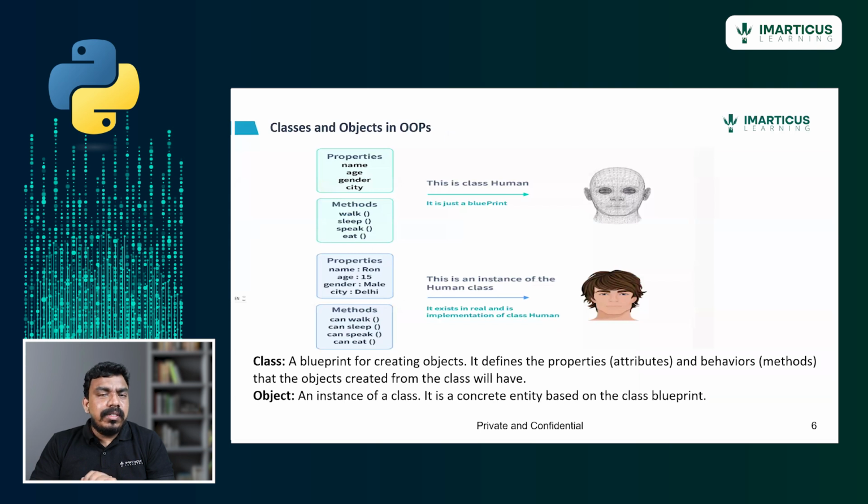Now we'll talk about what classes are and what objects are in OOPS. We can see over here, for a human, we have properties such as name, age, gender, city. As I mentioned before, these are the attributes of the particular person. So this is called a class. A class is nothing but the blueprint of a particular object. You may be confused about what is a blueprint, what is an object, and what is a class. Let me make it clear.